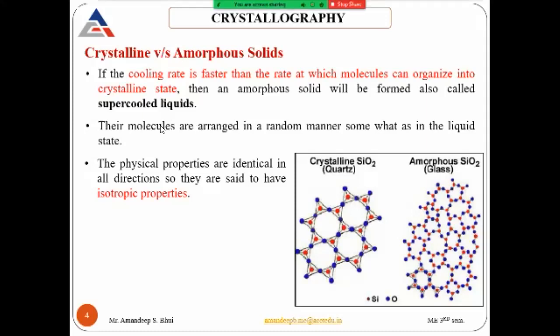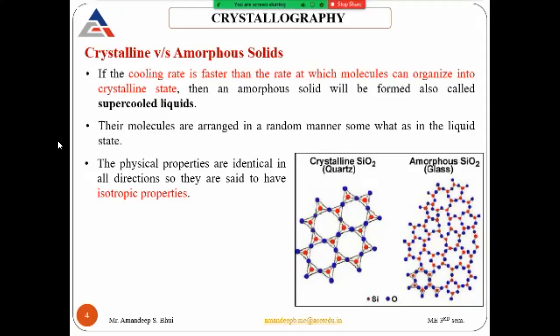So there are two types of properties. There is the isotropic property, that is, if the properties of any substance are the same in all directions, that is the x, y, or z direction, such substances are known as isotropic substances. But if the properties change with direction, say in the x direction it has different properties, in the y direction it has different properties, in the z direction it has different properties, such substances are known as anisotropic substances.